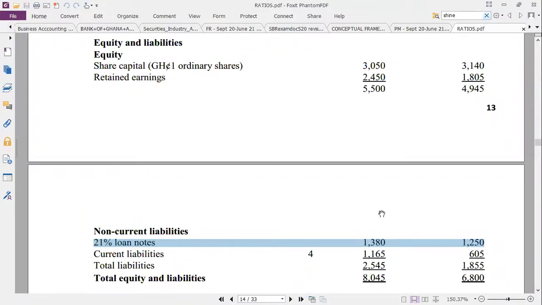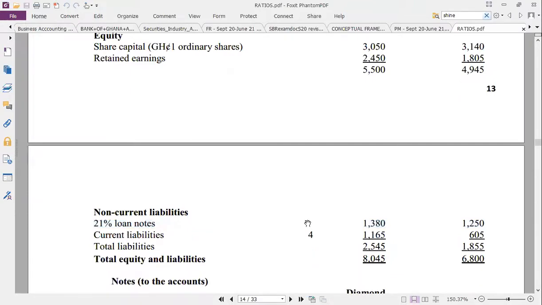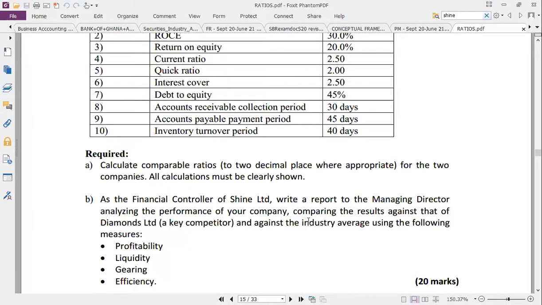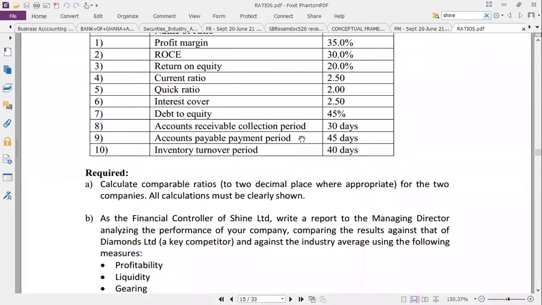That of shine will be 4,945 plus 1,250 times 100. We are done. What's the industrial average? Let's go and pick the industrial average. Sector average is what? We'll see. Sector average is 30%. Okay, so I've captured that one too here. So times 100 for this one.